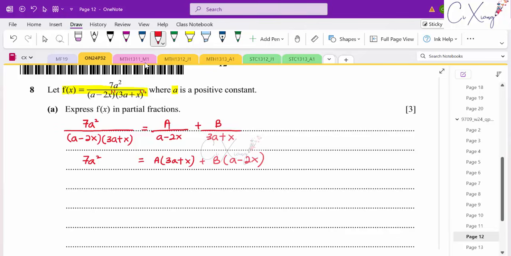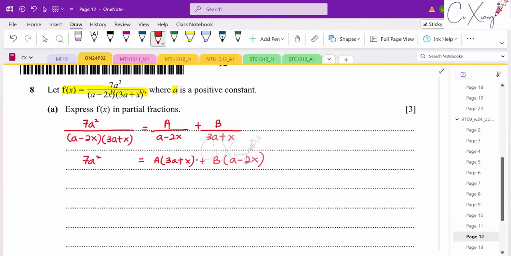Okay, so how do I get from the first step to the second step here? Basically I multiply the whole equation by the original denominator. When I multiply every single term by the original denominator, this is what I get after we simplify it. Now I want to get the values for A and also B.